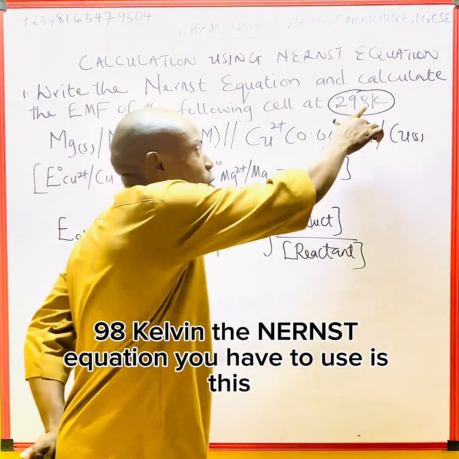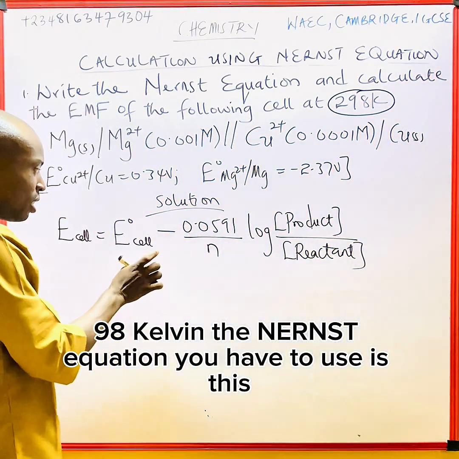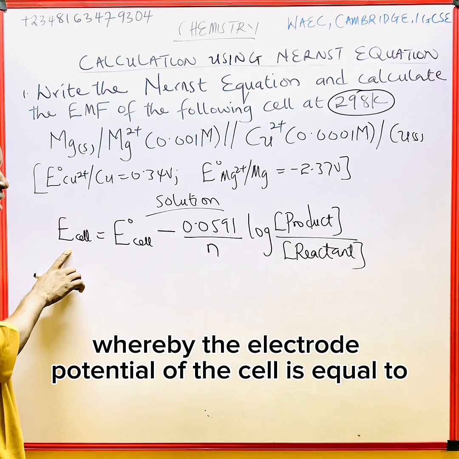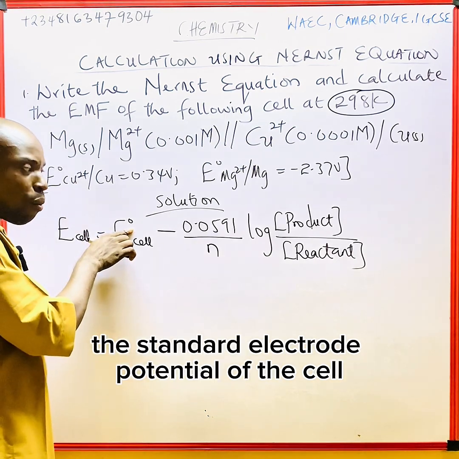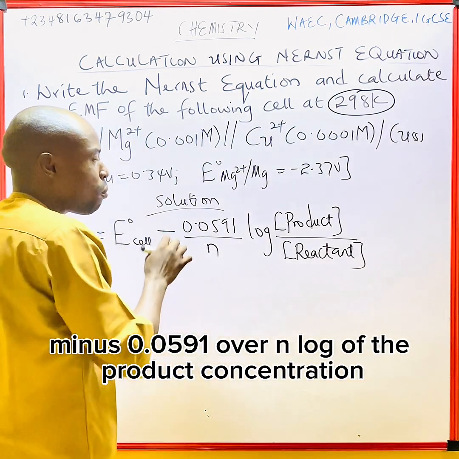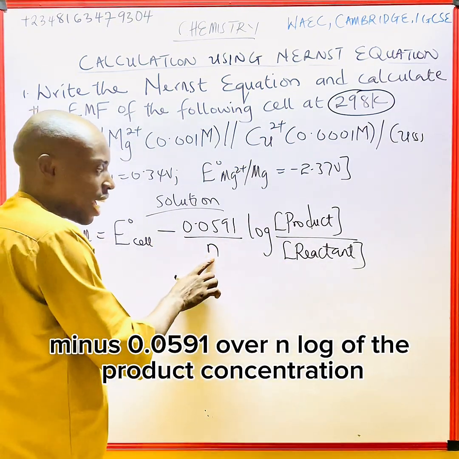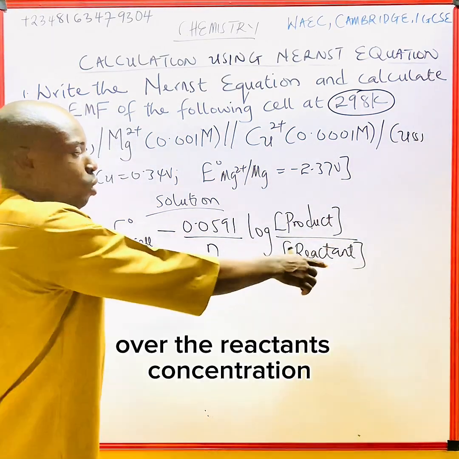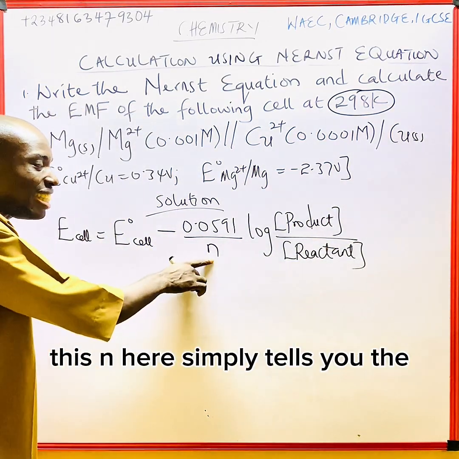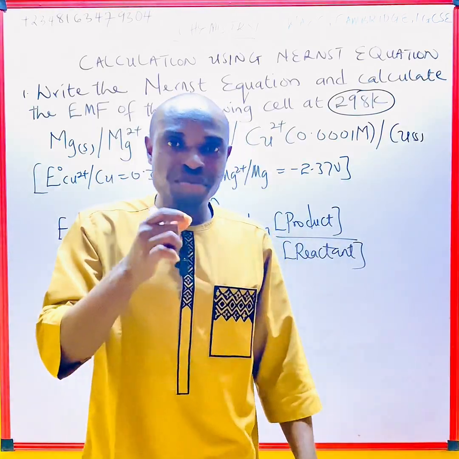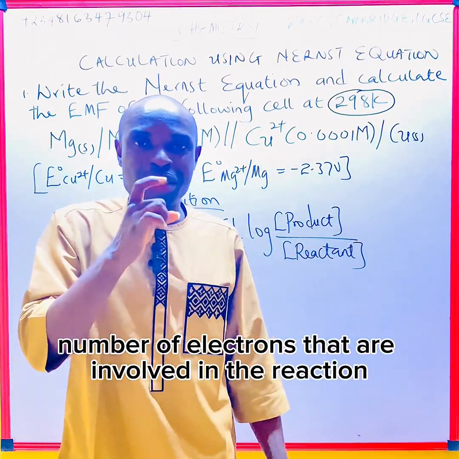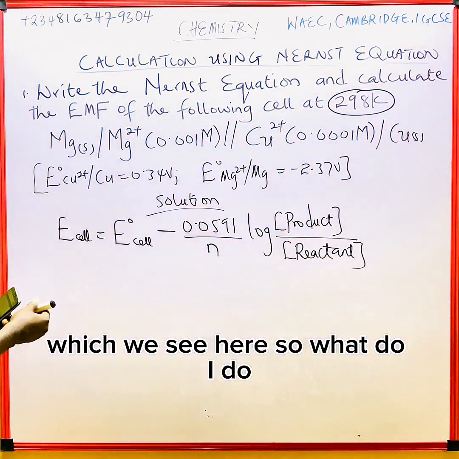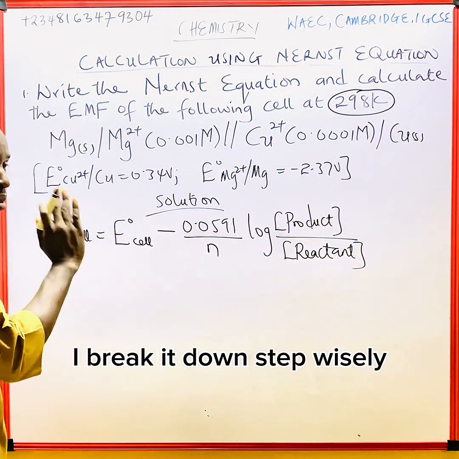Because at 298 Kelvin, the Nernst equation you have to use is this, whereby the electrode potential of the cell is equal to the standard electrode potential of the cell minus 0.0591 over n, log of the product concentration over the reactant concentration. This n here simply tells you the number of electrons that are involved in the reaction, which you will see here. So I break it down stepwise.